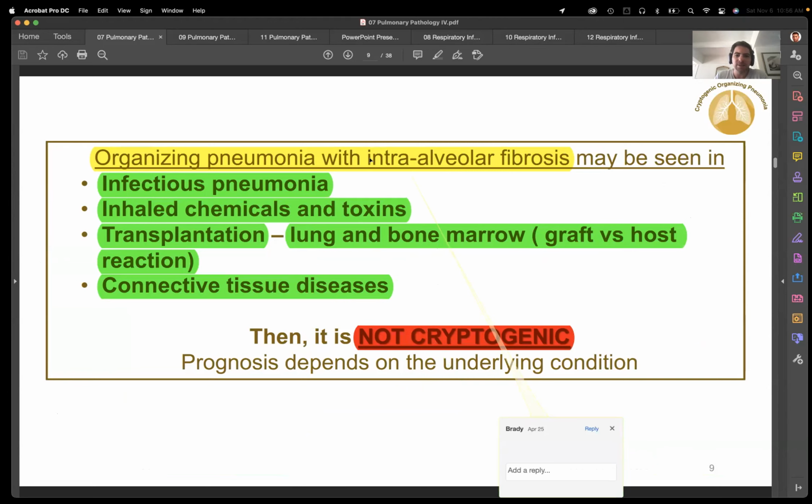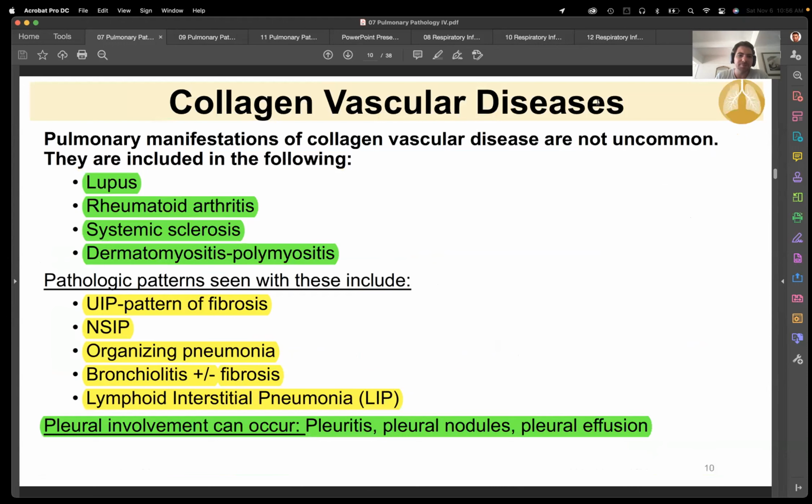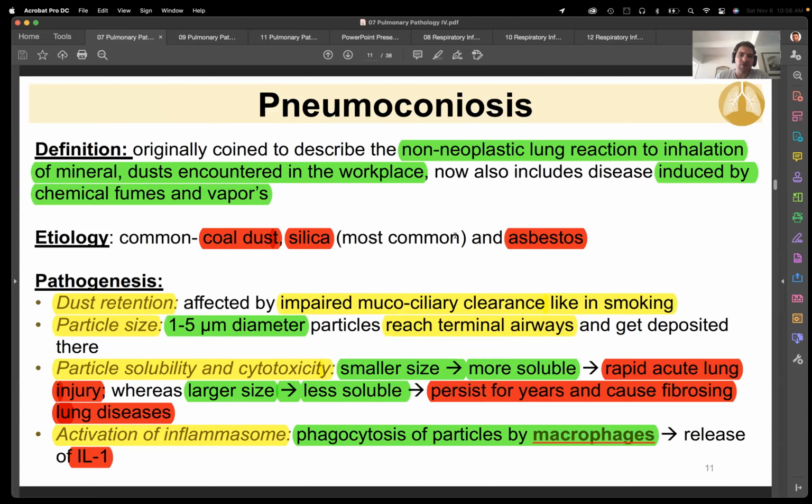Right, organizing pneumonia. So again, it may be worth taking a piece of paper and writing these out in their different categories, just so you can keep these straight. And then collagen vascular diseases, anytime you increase the collagen, you can affect the ability to diffuse oxygen across. Now, pneumoconiosis, it's important to know what exactly they're talking about.